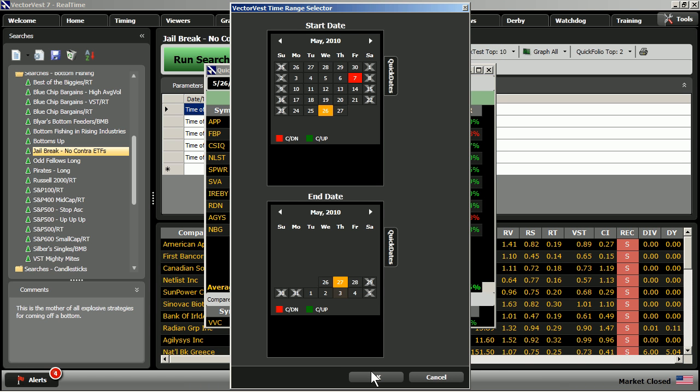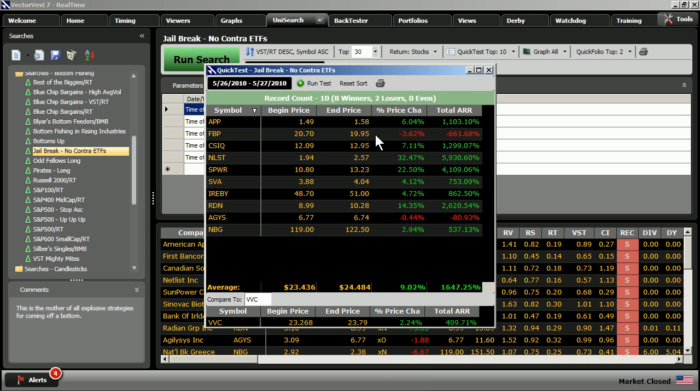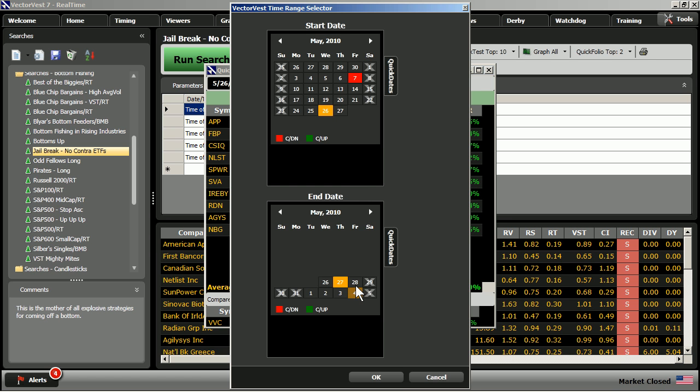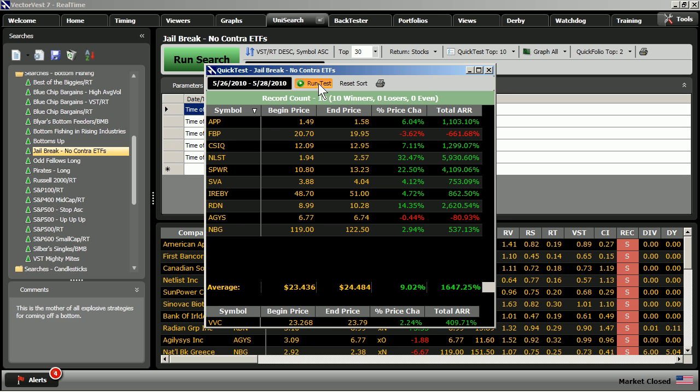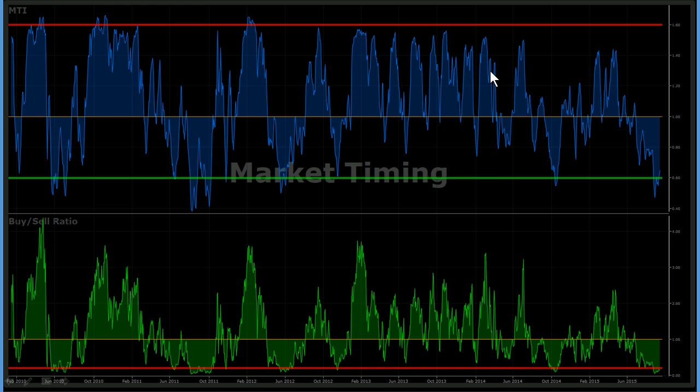And over the first day, from May 26th to the 27th, we had a nice gain up 10.21%. Again, 10 winning trades, no losers. Had we held it a little bit longer, again, assuming our stops were in place, we'd have given back just 1 percentage point, still over a 9% gain, 8 winning trades, just the 2 losers. So the process is as simple as that.